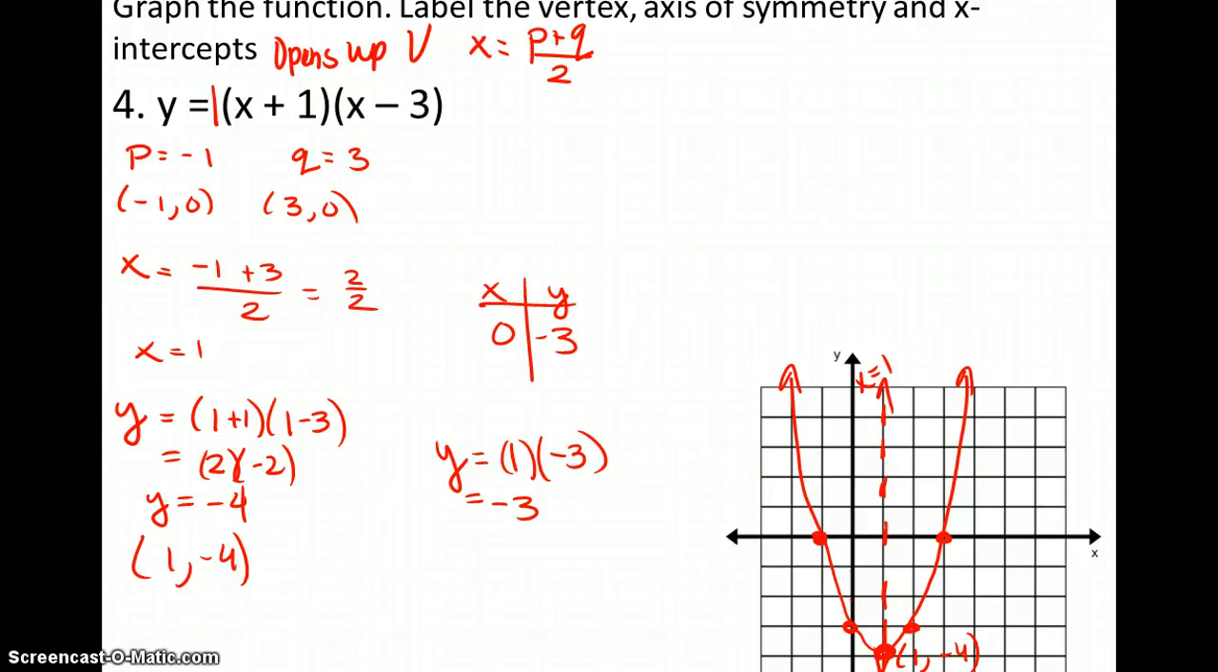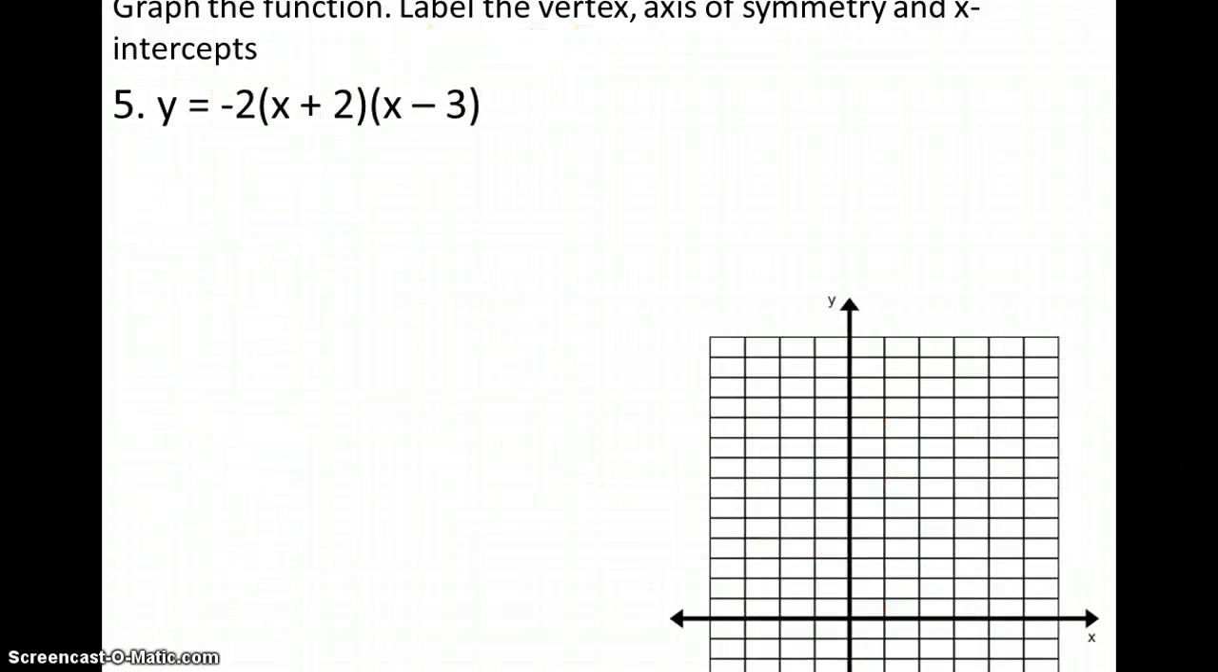Let's try one more of these, because sometimes the vertex doesn't work out to where it's an even number, and I don't want you to freak out if you get that. So this next one is y equals negative 2 times x plus 2 times x minus 3. Looking at this, the a is negative for this one, so this will open down. And my p is negative 2. My q is 3. Don't forget we switch our signs. So this as a coordinate is negative 2, 0 and 3, 0. So go ahead and plot those now, negative 2 and 3.